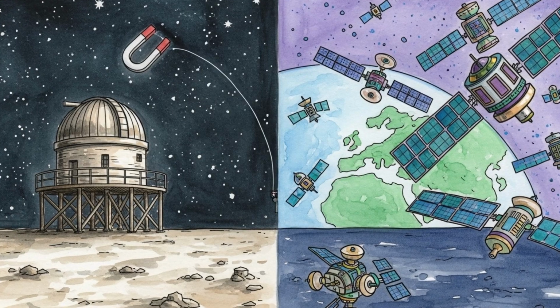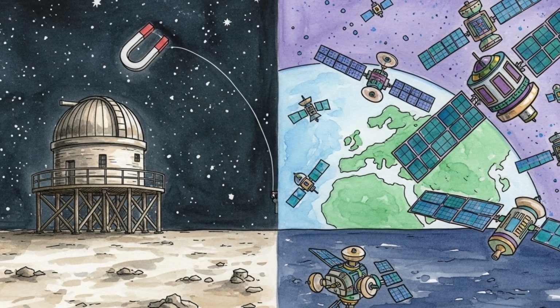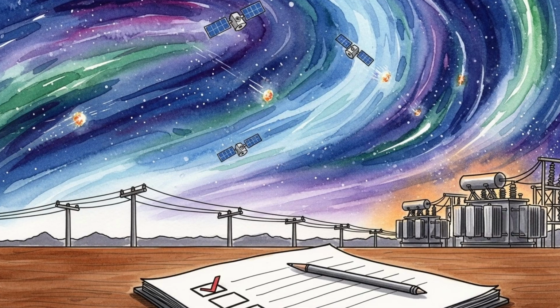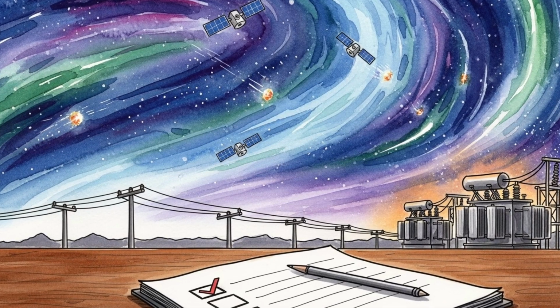Part 2. Historical examples and the Carrington scale. The Carrington Event of 1859 is used as the reference point for extreme solar storms.